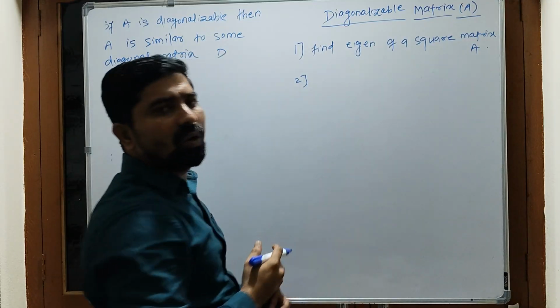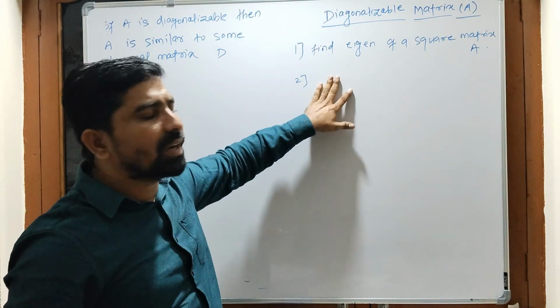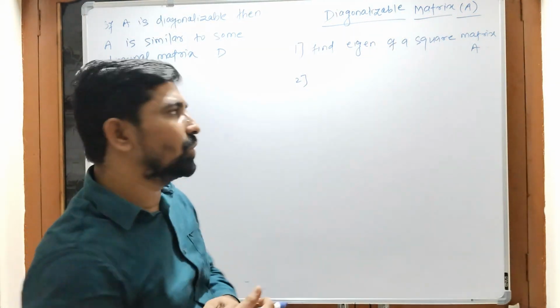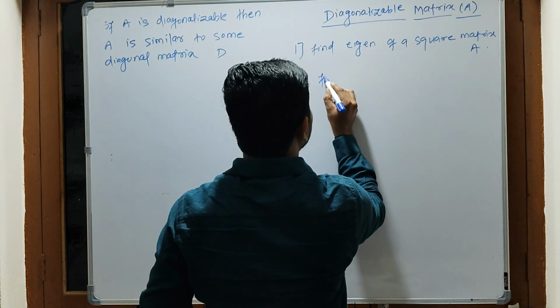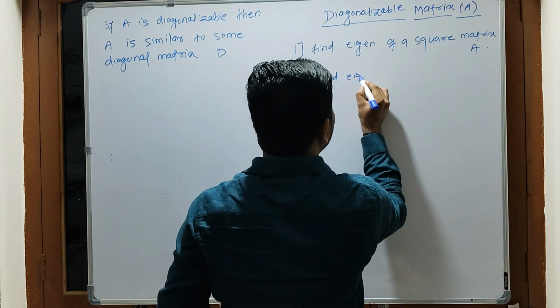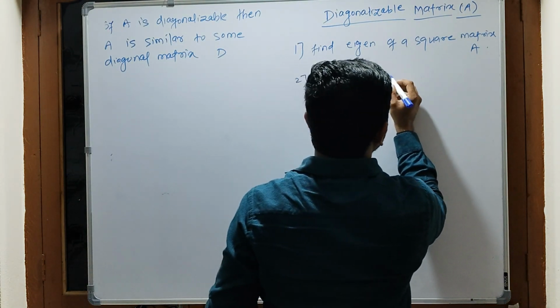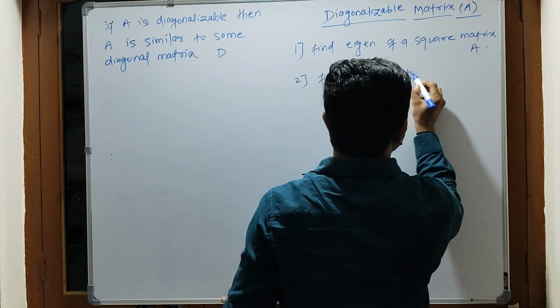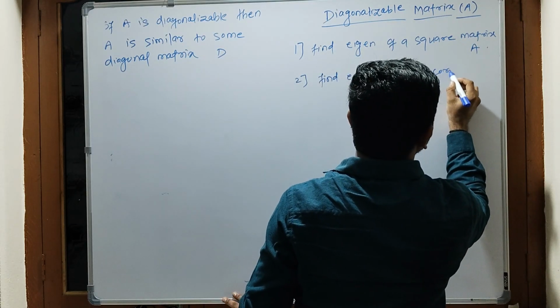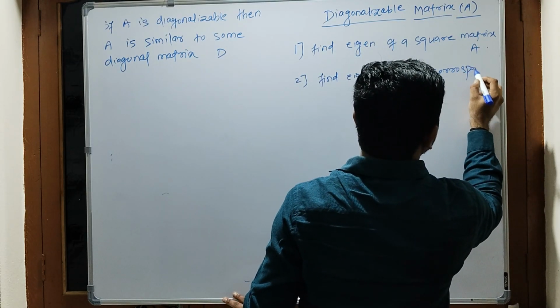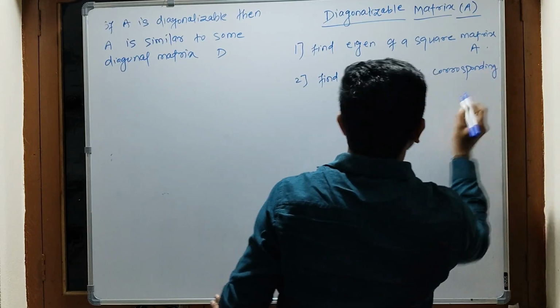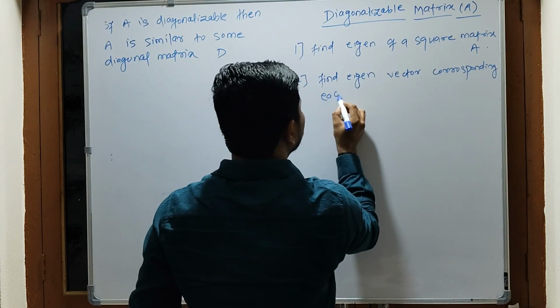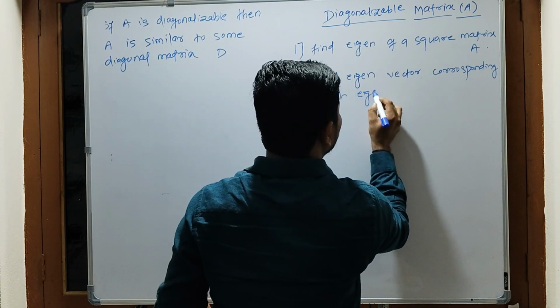After finding the eigenvalues, find the eigenvector corresponding to each eigenvalue. So the second step is to find the eigenvector corresponding to each eigenvalue.